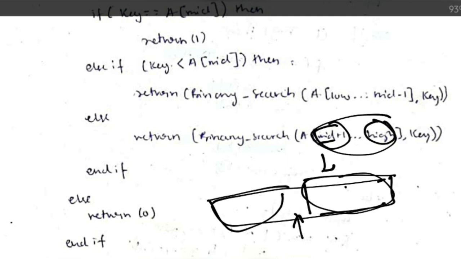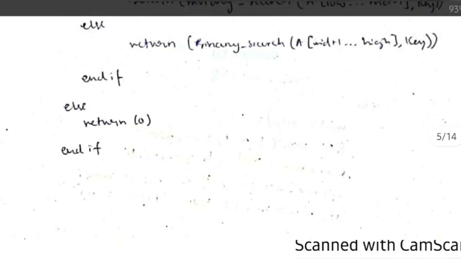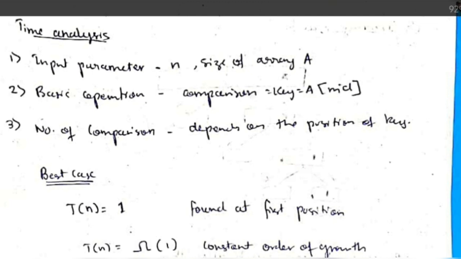Again the same thing will happen. The array will be divided again, the mid part will be here, and the key will be searched for, whether it's lying here or here. So like that we are dividing the array, and finally when we get the answer, we return the value 0 or 1. If we find it, we return 1, else if till the last we didn't get it, we return 0.